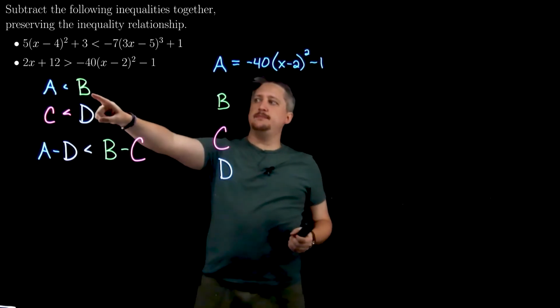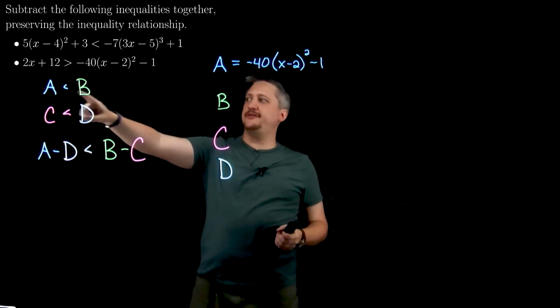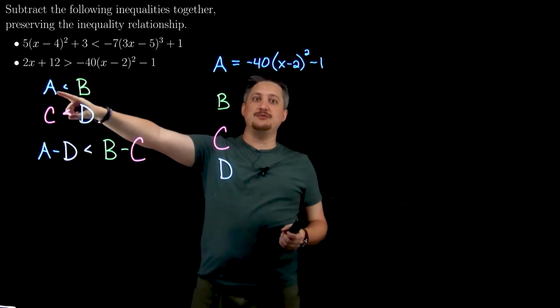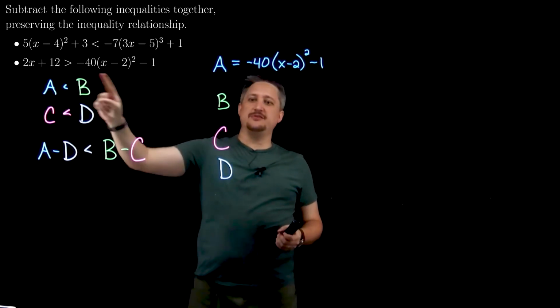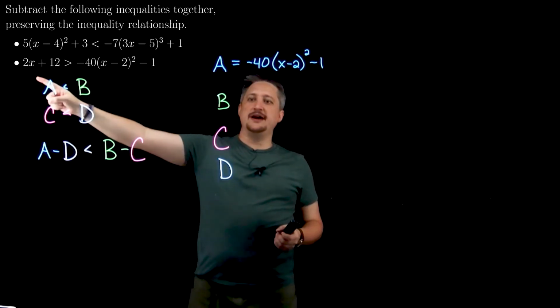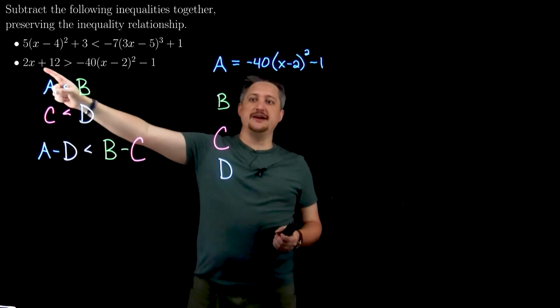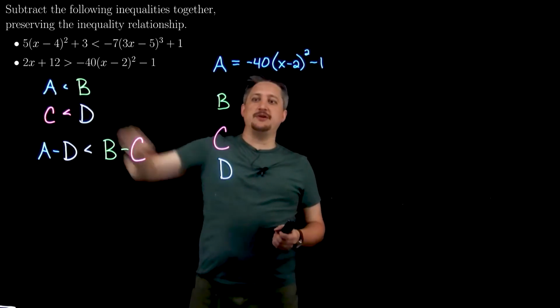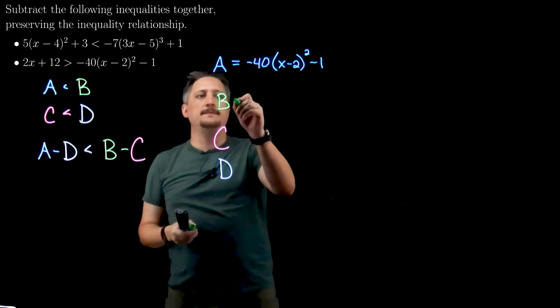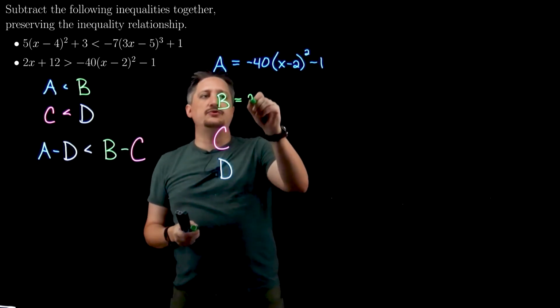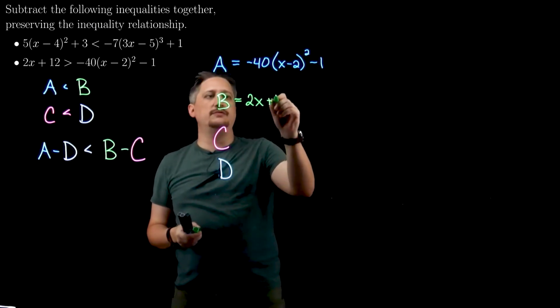Same deal with B. B needs to be the thing that is bigger than A. That was the rule of thumb here: A and B are related where A is the small one. So if I pick this one for A, I need to make sure that I pick that one for B. That's the whole point. B has to be bigger than A. I know that that thing is bigger than what I picked for A. So B then is 2x plus 12.